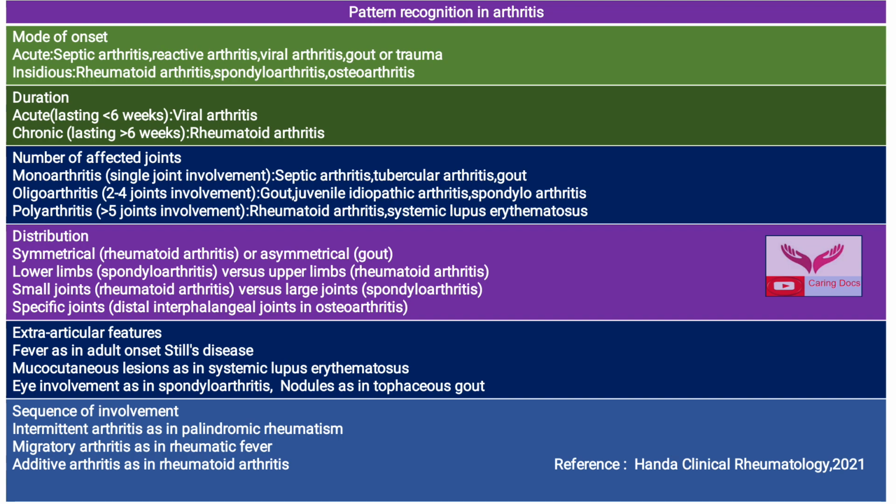Intermittent arthritis is palindromic rheumatism. Migratory arthritis is a feature of rheumatic fever. Additive arthritis is seen in rheumatoid arthritis. These are the references from Sir Handa Clinical Rheumatology.